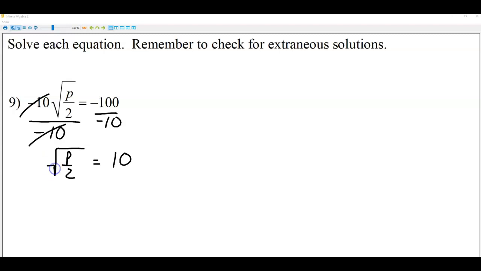The next step is to get rid of the square root, and you do that by squaring both sides, or raising both sides to the second power. Last thing you want to do is get p by itself. In this case, to get rid of the 2, you just multiply both sides, and we have our final answer there.